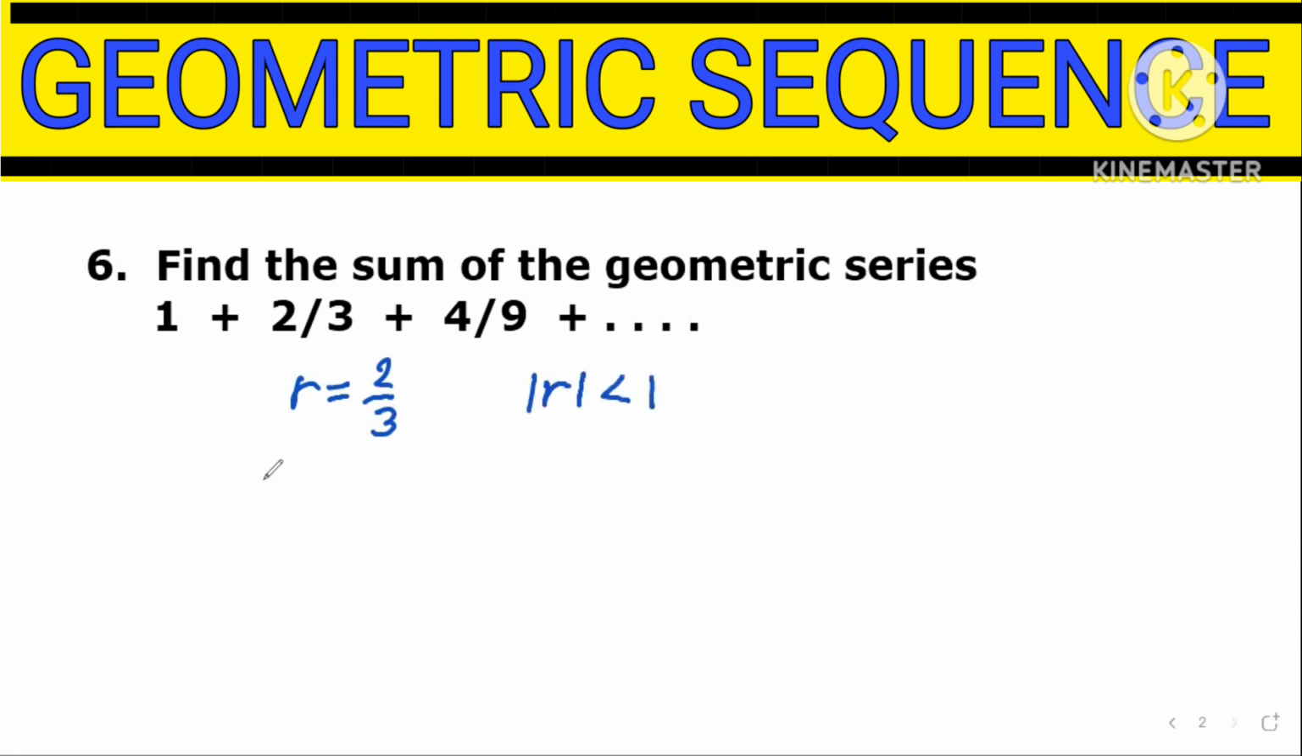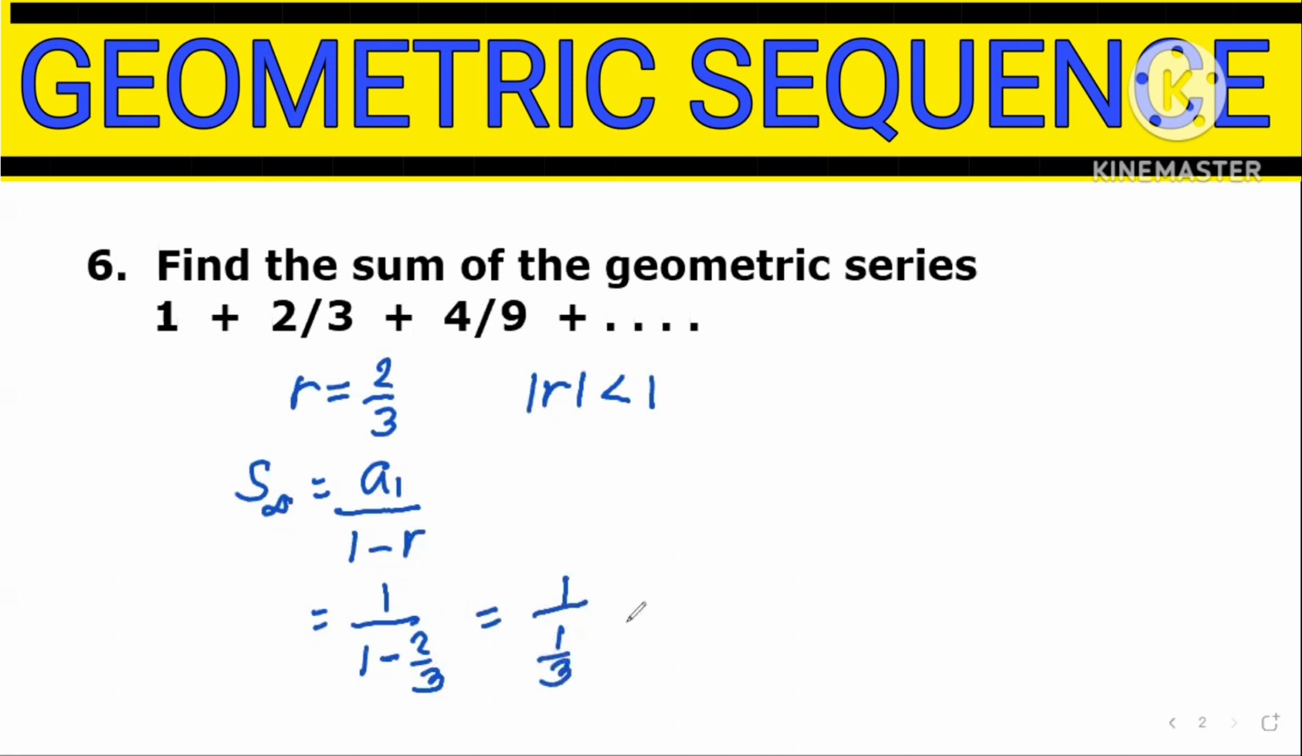Okay, so let us now take the infinite sum that is equal to a sub 1 over 1 minus r. But since a sub 1 is equal to 1 and r is equal to 2/3, then that is equal to 1 over 1 minus 2/3. But 1 minus 2/3 is equal to 1/3. And 1 over 1/3 is equal to 1 times 3 over 1, or 3. Okay?